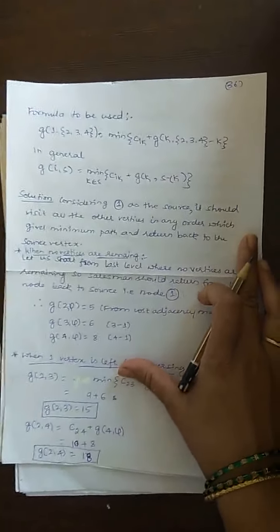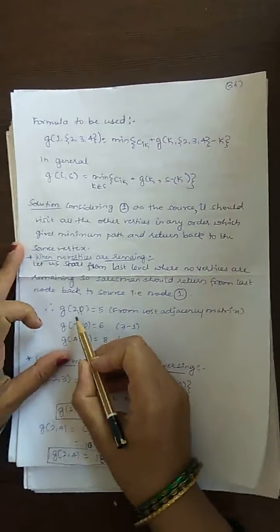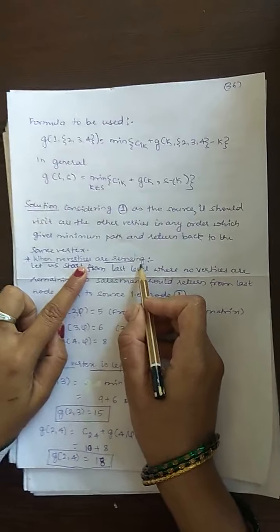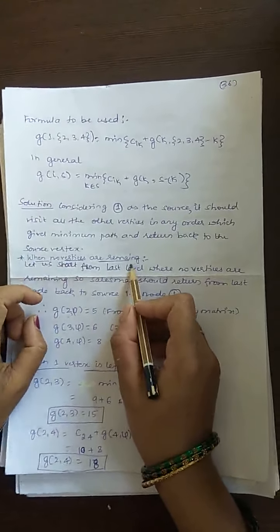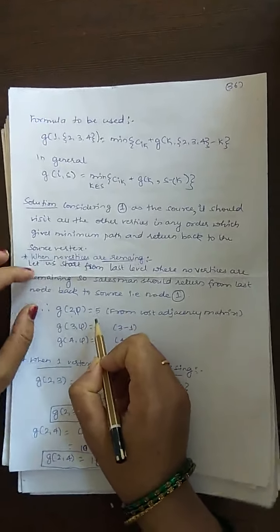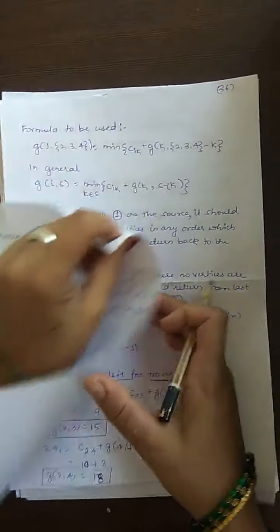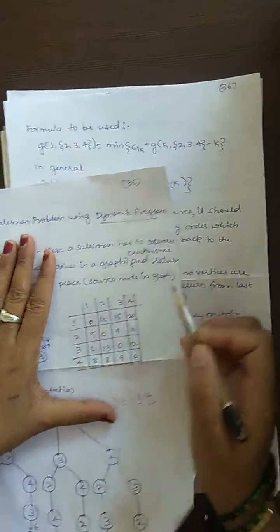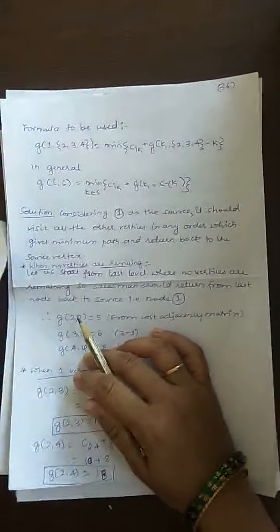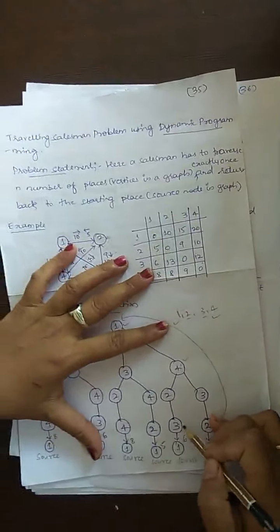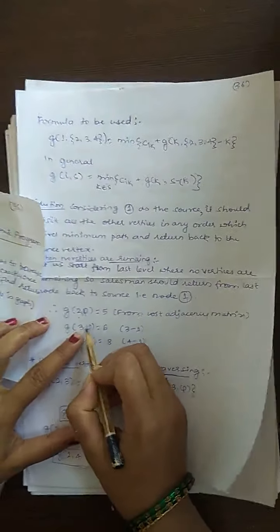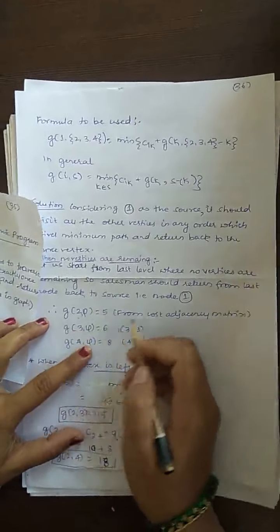How do I represent that? See, now 2 is the last node. When there are no vertices remaining, we have reached the last level. So when there are no vertices remaining, 2 to the source we are taking. 2 to source, what is the distance we have got here? 2 to 1 is 5. So 2 to nothing is 5. Next I have reached the last node 3 here. From 3 to 1 how much is it? 3 to 1 is 6. So directly 3 to nothing, meaning from 3 to the source, that is 6.